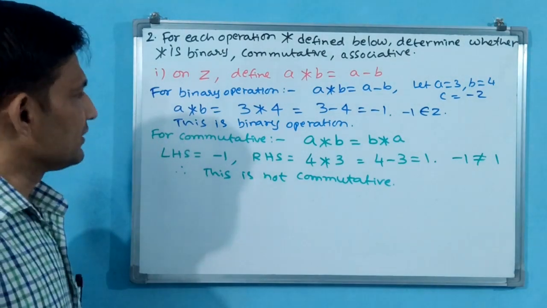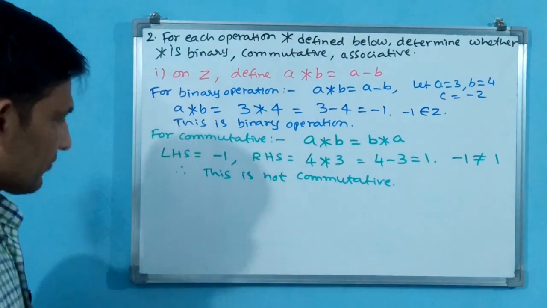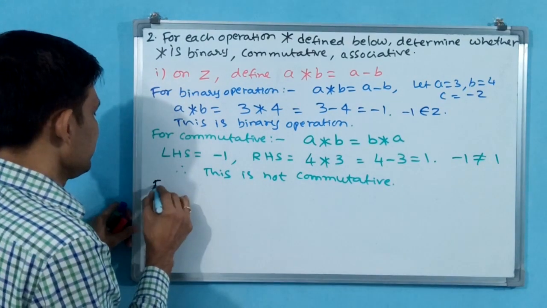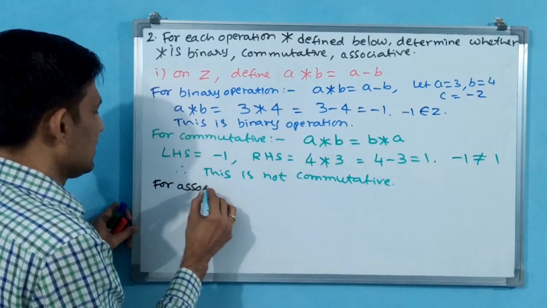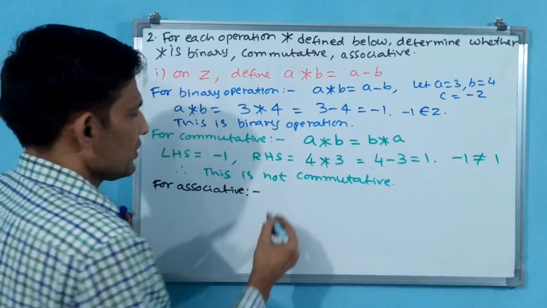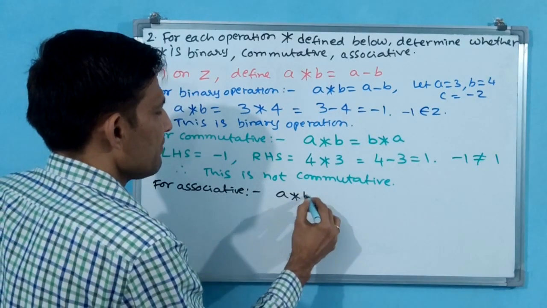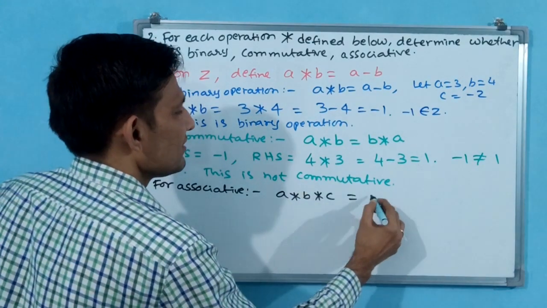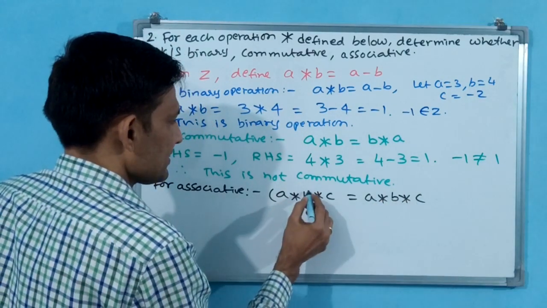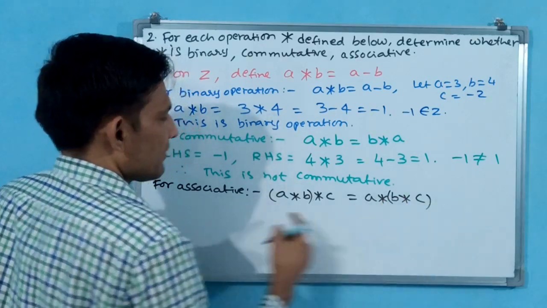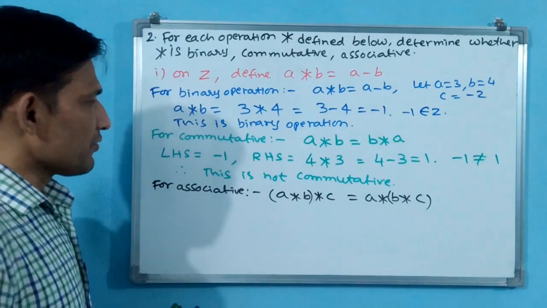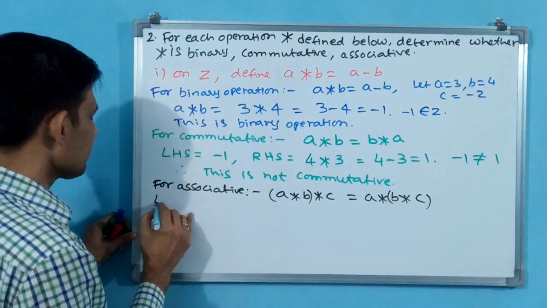Let us do associative also. Write associative. For associative, (A star B) star C is equal to A star (B star C). Now parenthesis: first AB, next BC. Okay. Now one by one you take LHS and RHS.